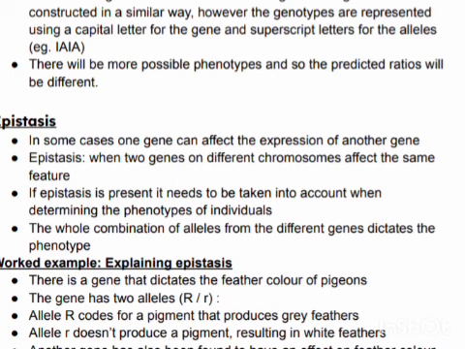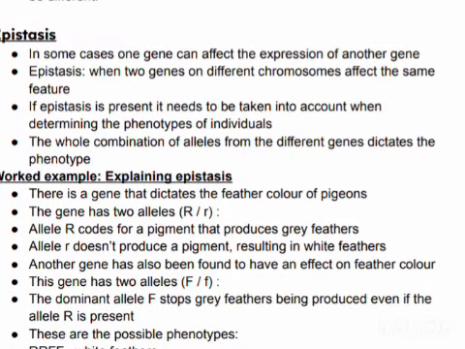Now moving on to epistasis. In some cases, one gene can affect the expression of another gene. Epistasis is when two genes on different chromosomes affect the same feature, right? Now, if epistasis is present, it needs to be taken into account when determining the phenotypes of individuals. The whole combination of alleles from the different genes dictates the phenotype.